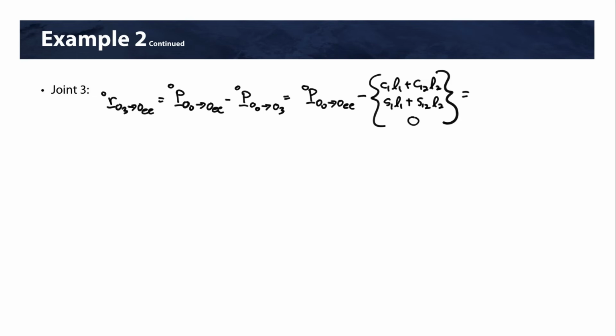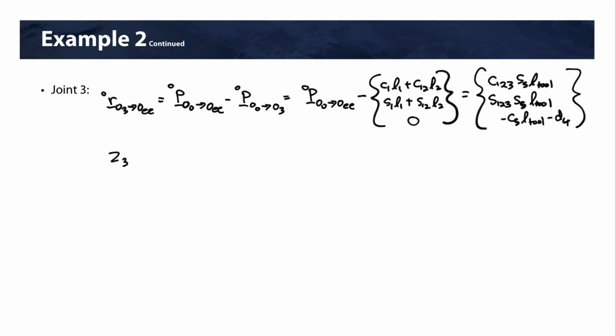Subtract those two vectors, and you're left with C123 S5L tool, S123 S5L tool, and minus C5L tool minus D4. All right, now we can do our cross product, which in this case will be Z3 cross R03 to the end effector.